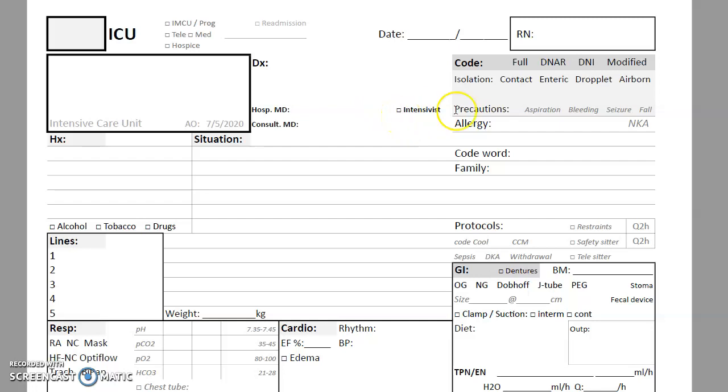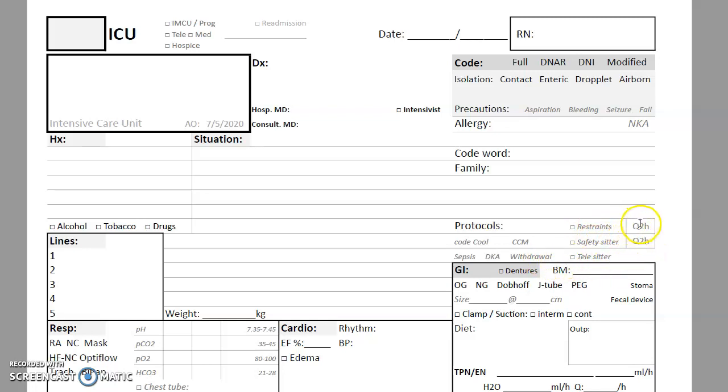Right here you will see patient code status, full, DNR, DNI, modified, all the possible isolations, precautions. Right here you can list your allergies or no allergies, code word for HIPAA protection information, any family members. And right here you'll see all the protocols that your facility is using, if it's a code cool, sepsis, DKA, CCM, withdrawal, all different times, and if you're using any restraints, safety sitters, telesitters.